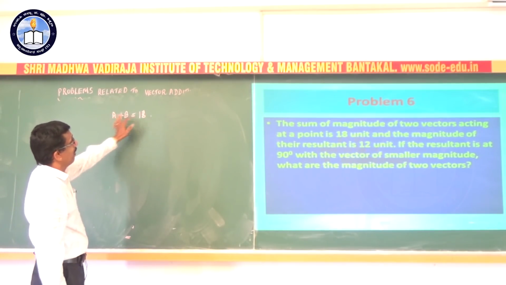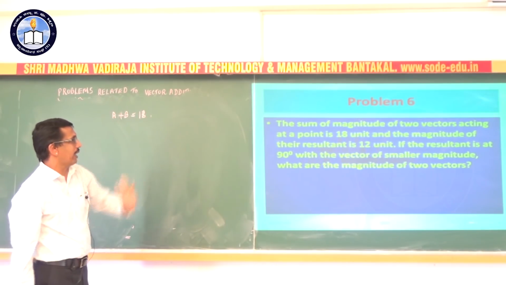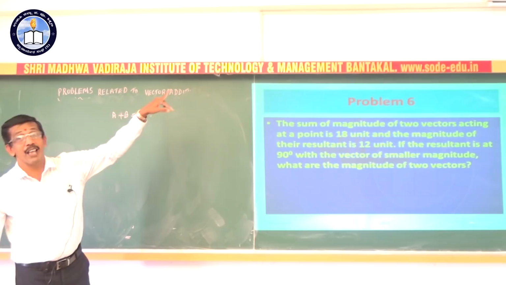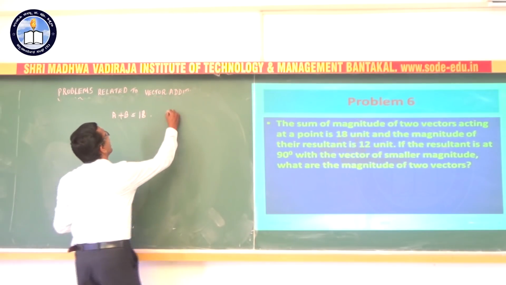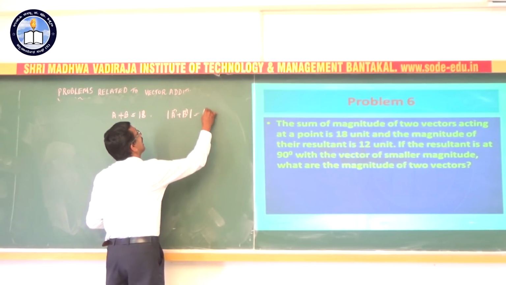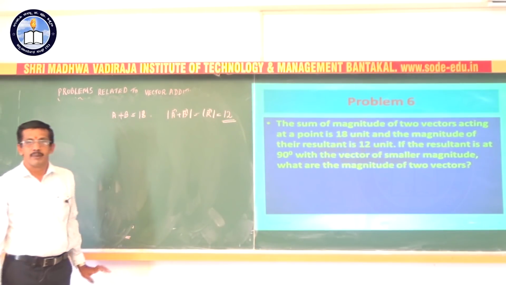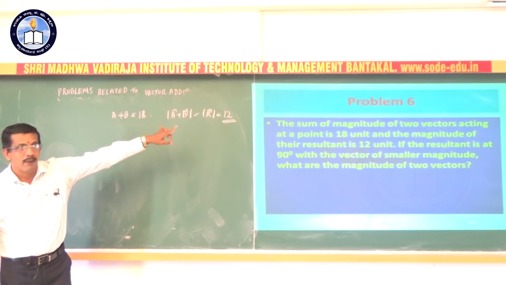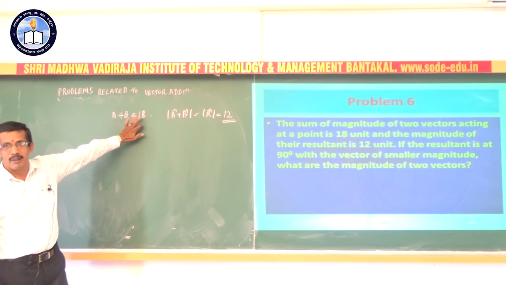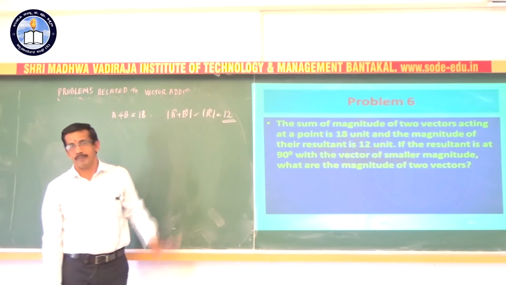Magnitude of both vectors, sum A plus B, where A and B are the magnitudes of the two vectors. Say A plus B is 18. Then what they have given? The magnitude of their resultant, that is the magnitude of A plus B, which is nothing but the magnitude of R, is given as 12. Here, the sum of the individual magnitudes is 18, and the magnitude of their vector sum is 12.